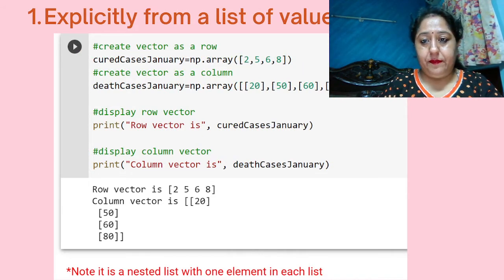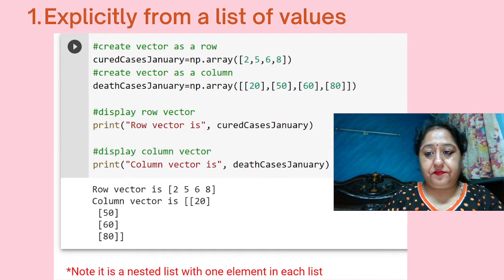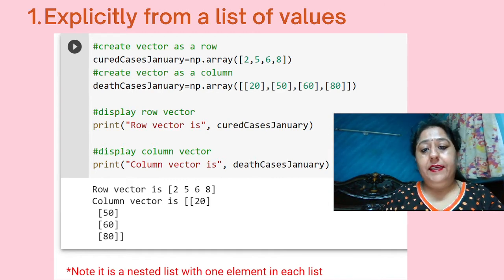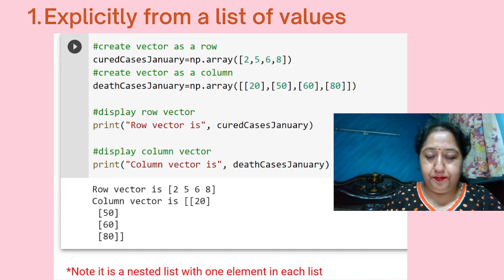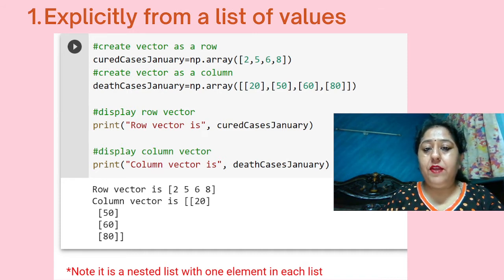Moving further. Here we can create one-dimensional arrays. One-dimensional arrays are of two types. Either it can be a row vector or it can be a column vector. When we have to create a row vector, we will simply pass the list of values in the array function as we have done in the second sentence here. So cured cases January is equal to np.array, where we are passing the list of values as an argument to the function array.